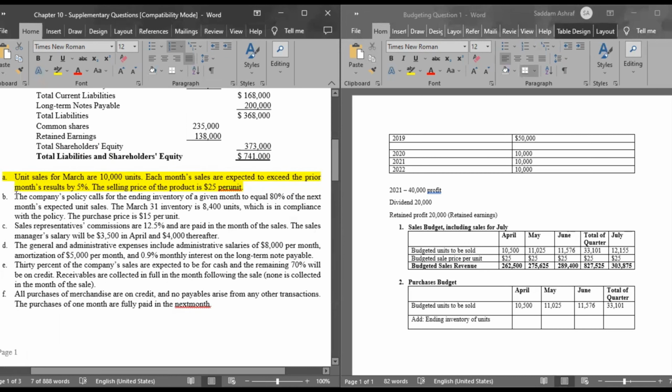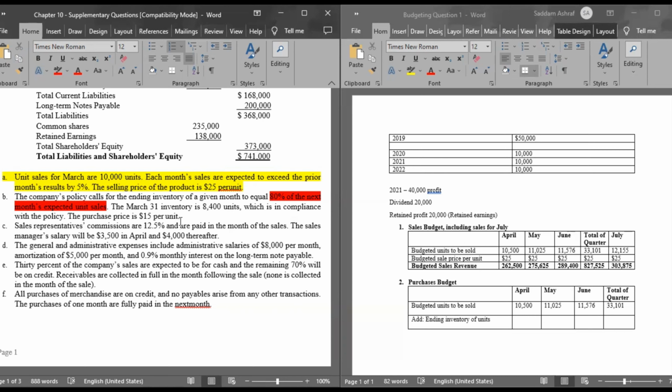Let's go to point B. In point B, the examiner is saying the company's policy calls for the ending inventory of a given month to equal 80% of the next month's expected unit sales. This is the main point, which I am highlighting in red. The ending inventory of every month will be equal to 80% of next month's expected unit sales.